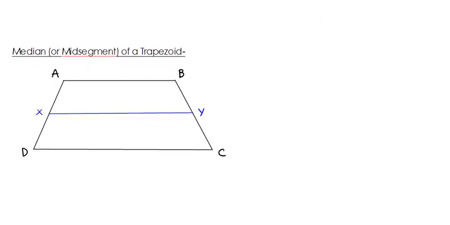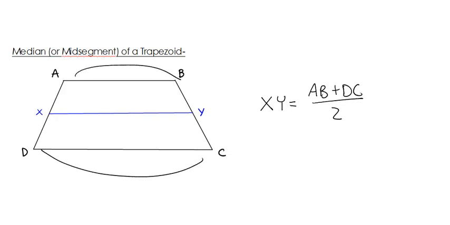The last important part about trapezoids is the midsegment. The midsegment, or median, is a segment that goes through the middle of the trapezoid. XY would be the midsegment in this picture. The length of XY is actually the average of the two bases, AB and DC. There's a formula for that we're going to need to know. The length of XY equals the average of the two bases, so AB plus DC divided by 2.